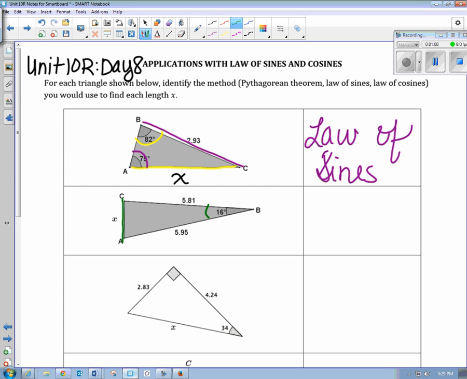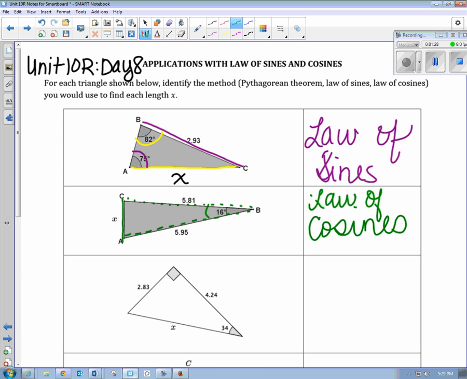When I look at the next question, I'm looking for this side of x, and I do have the angle across from it. However, I don't know either of the other two angle measures, nor can I figure them out. So this is not going to be a law of sines question. However, I do have the two sides that force that angle to be included, which allows me to use the law of cosines. So this is very clearly a law of cosines question, very typical law of cosines question.